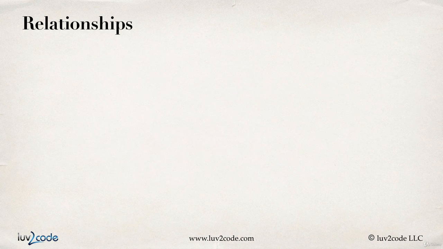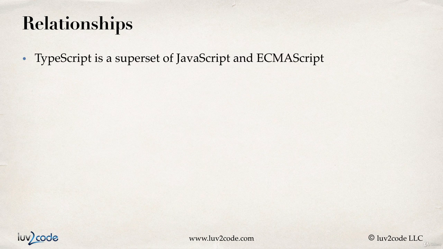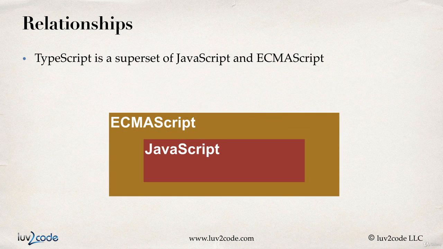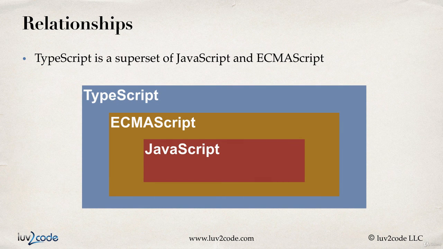So let's look at the relationships. TypeScript is a superset of JavaScript and ECMAScript. So you have the core JavaScript, plain vanilla. Then you have ECMAScript, which is the standardized version of JavaScript. And then we have TypeScript. So this is where we add optional types to the JavaScript programming environment.